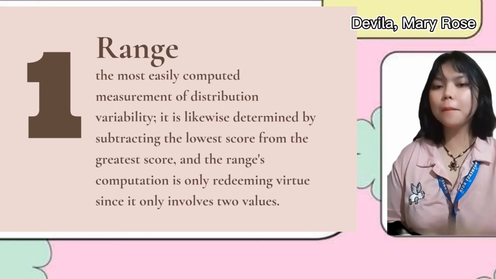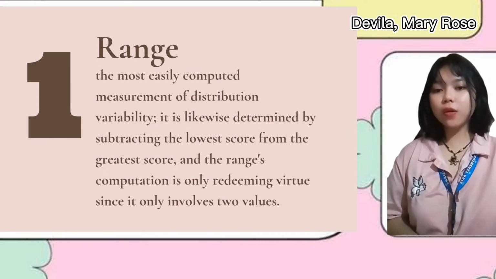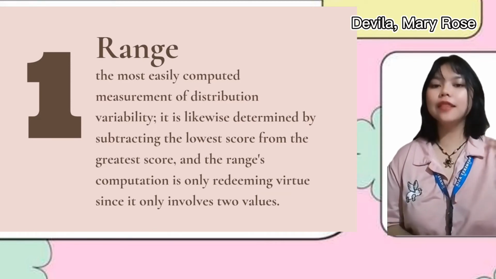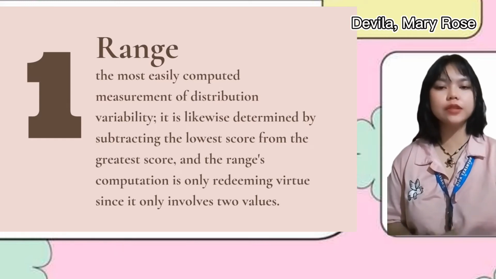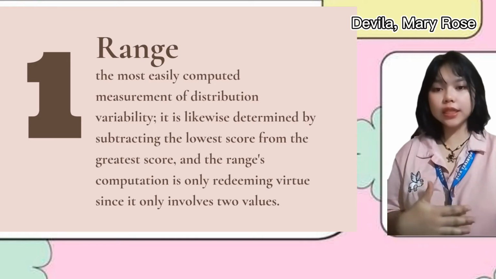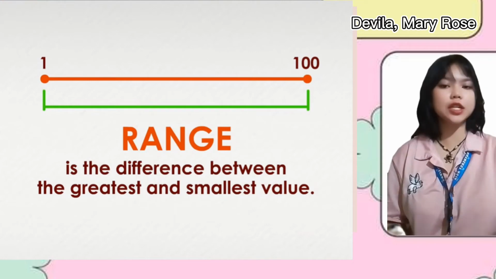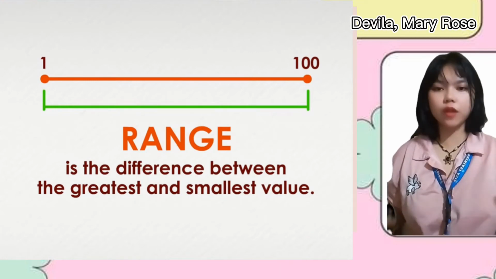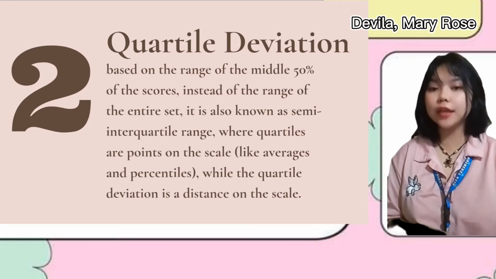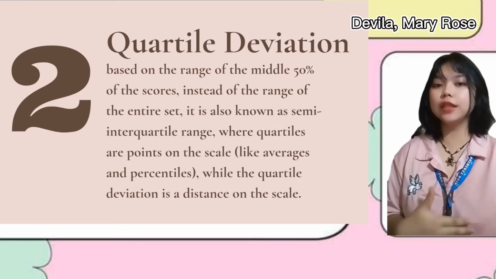The range is the most easily computed measure of distribution variability. It is determined by subtracting the lowest score from the greatest score, and the range's computation is its only redeeming virtue since it involves only two values. If a score is excessively high or low, the resulting range will give a false impression of the distribution's overall variability. Now, the quartile deviation is based on the range of the middle 50% of the scores instead of the range of the entire set.